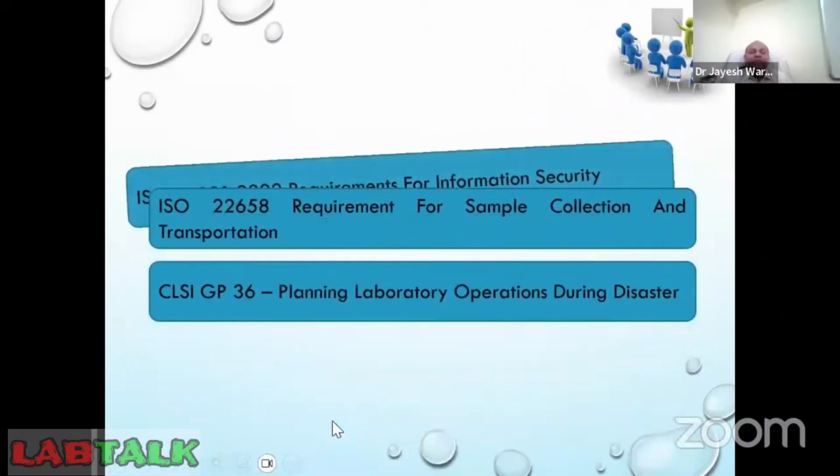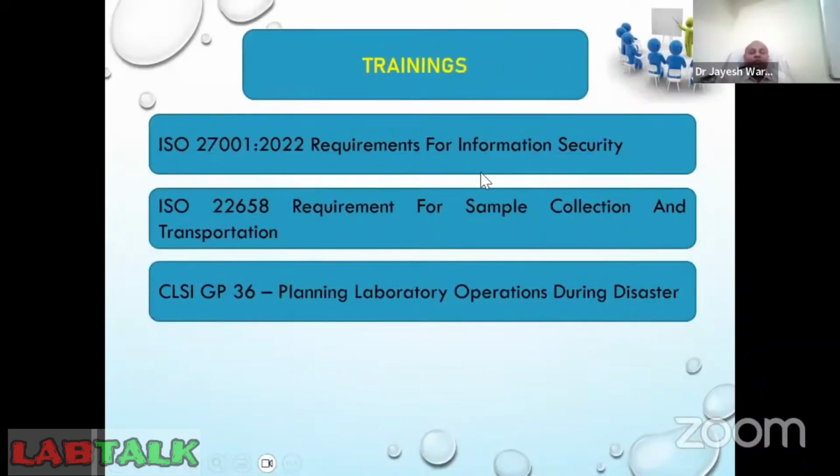Then there are certain other documents which include requirement for information security. So this is standard ISO 27001, which is with respect to cyber security. And risk management of cyber security is also included here. Then there is a requirement for sample collection and transportation. This also I have already mentioned.